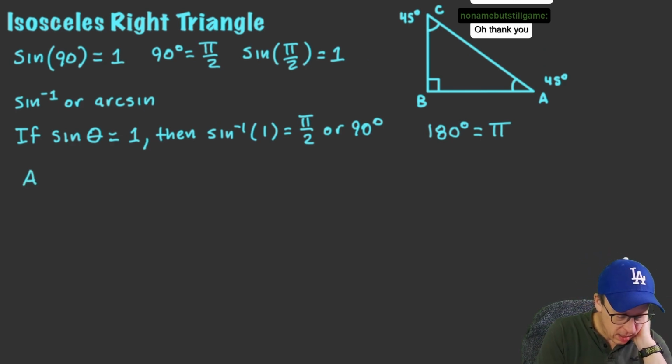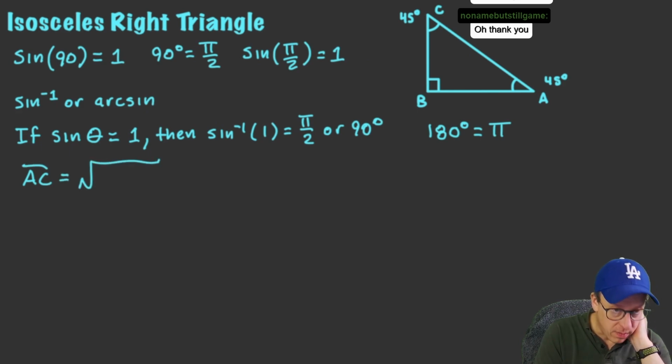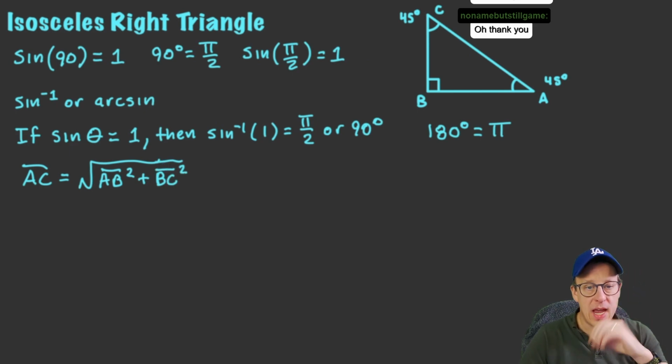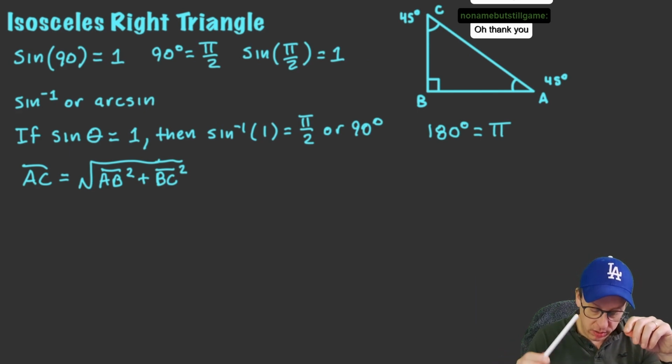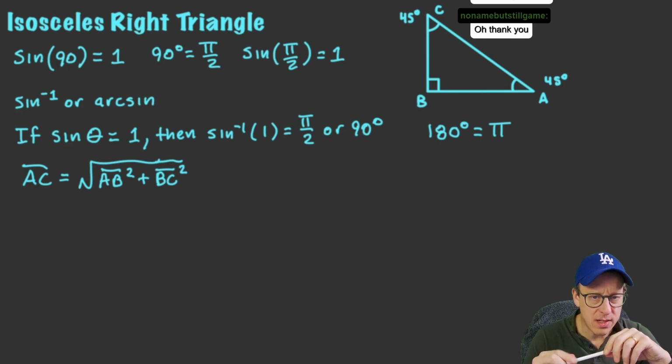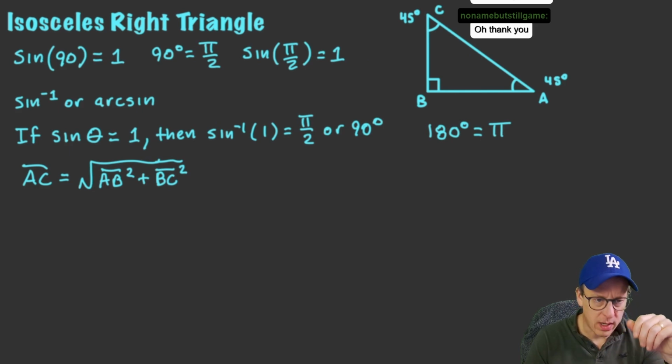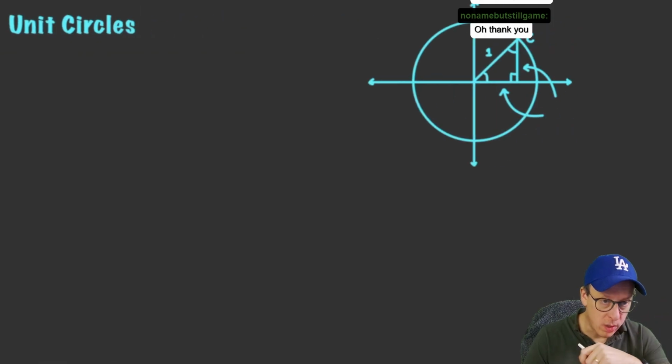Another thing, just to cover this again, AC is going to be equal to the square root of AB squared plus BC squared. And if AB is equal to BC, then you're going to let AB and BC be L. What else can we cover? I think that's the basic gist of this whole thing. So now I'm going to move on to unit circles.